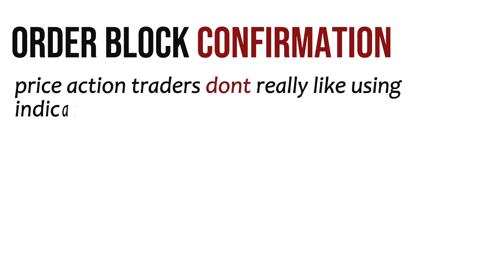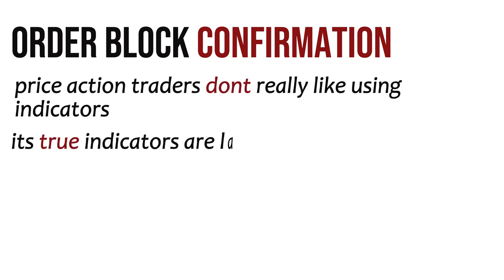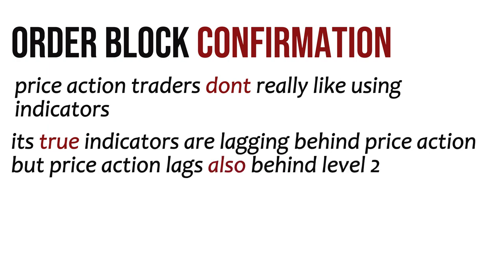So what I've noticed, people are reluctant to trading indicators. And it is true, indicators are lagging behind price action, but then again, price action is lagging behind level 2 tape. So if you're against trading indicators for the simple fact that they're lagging, you should be against trading price action, because price action is lagging too, like I said, behind level 2 tape.